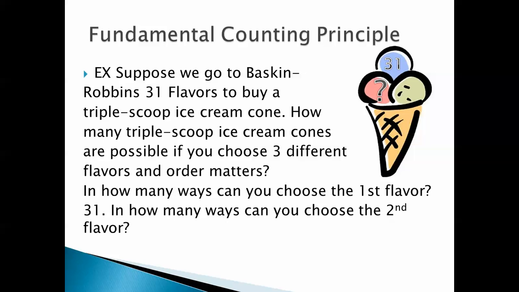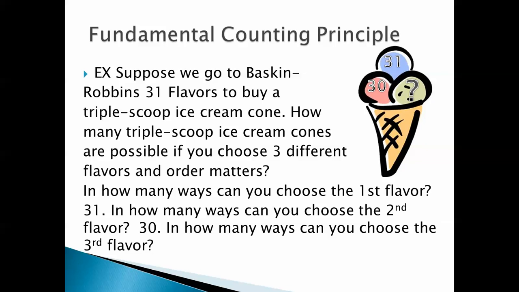Now, having chosen that first flavor, in how many ways can you choose the second flavor? There are only 30 ways, because it's not 31, because you are choosing 3 different flavors. You've already chosen blueberry. You can't get blueberry for that second flavor. It's got to be something else. So you've chosen, I guess, cherry. And then in how many ways can you choose the third flavor? There are only 29, because you can't choose blueberry or cherry for that third flavor. You've got to choose something else.